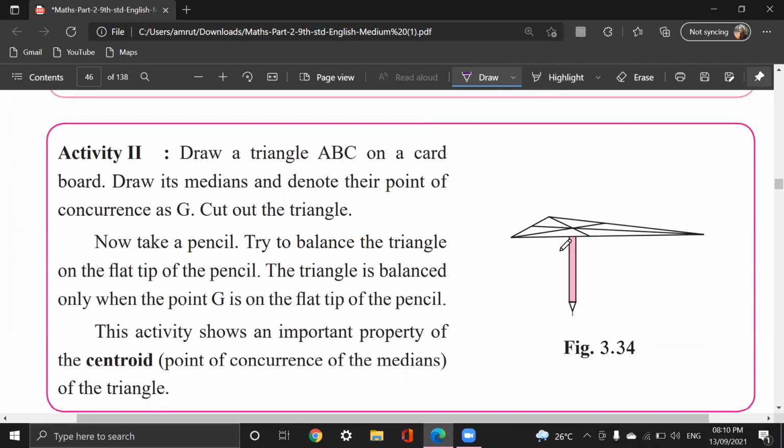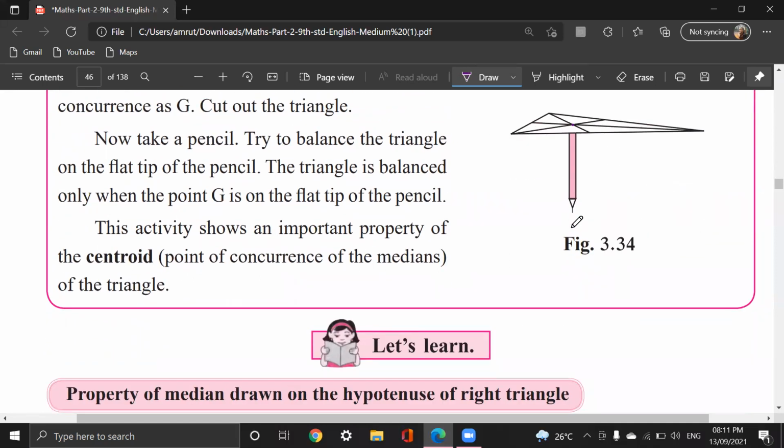You can try this activity: try to balance the triangle on the flat tip, the back of the pencil, by placing it at the centroid, and you will see that the triangle is balanced properly. That means the whole weight of the triangle is balanced at the centroid. All right. So the centroid point is very important.